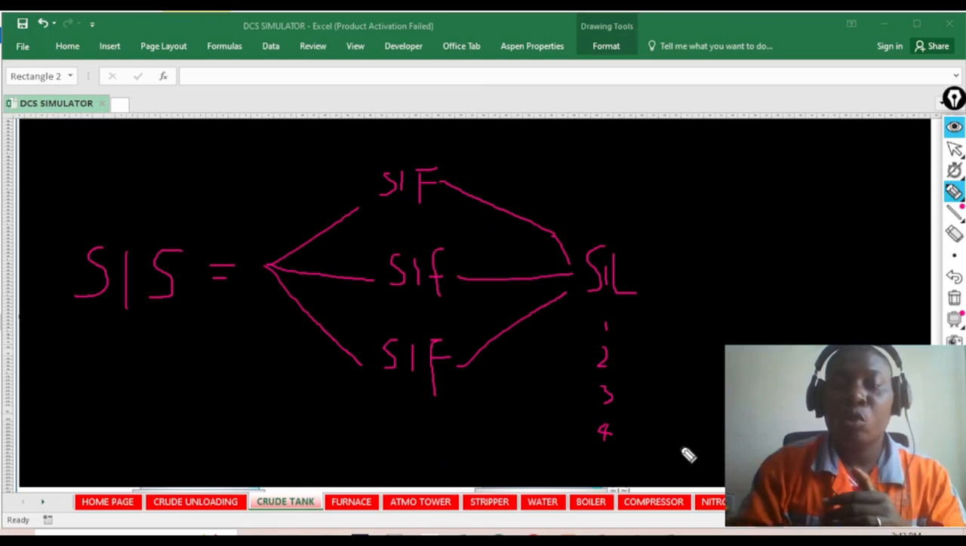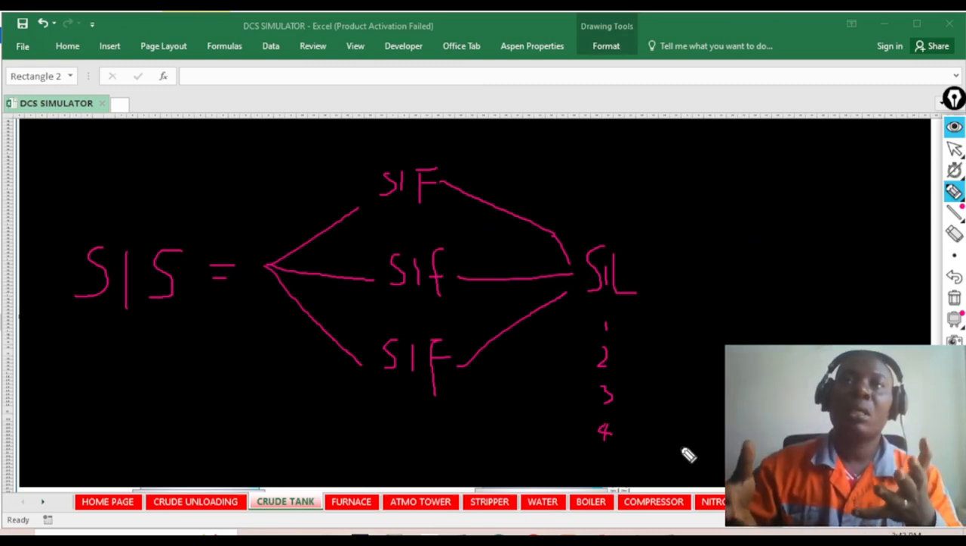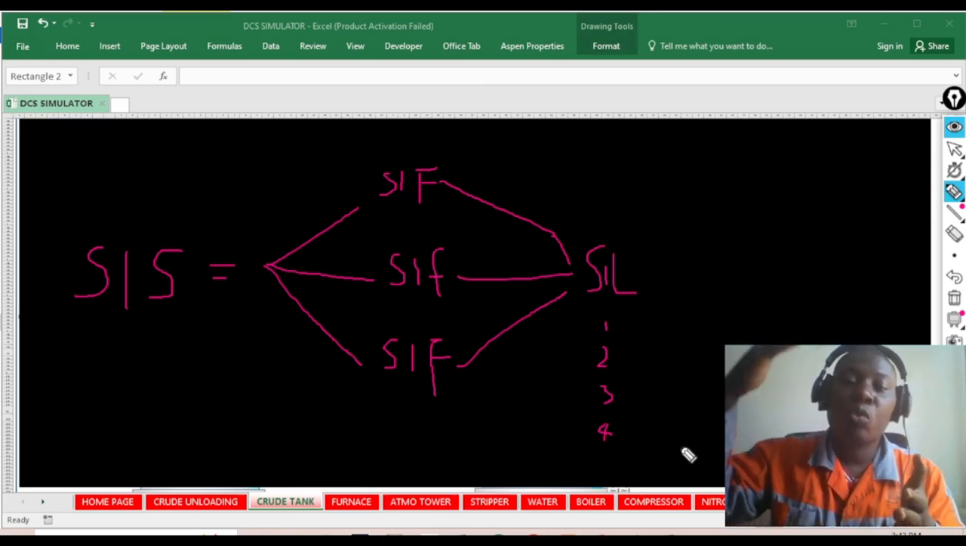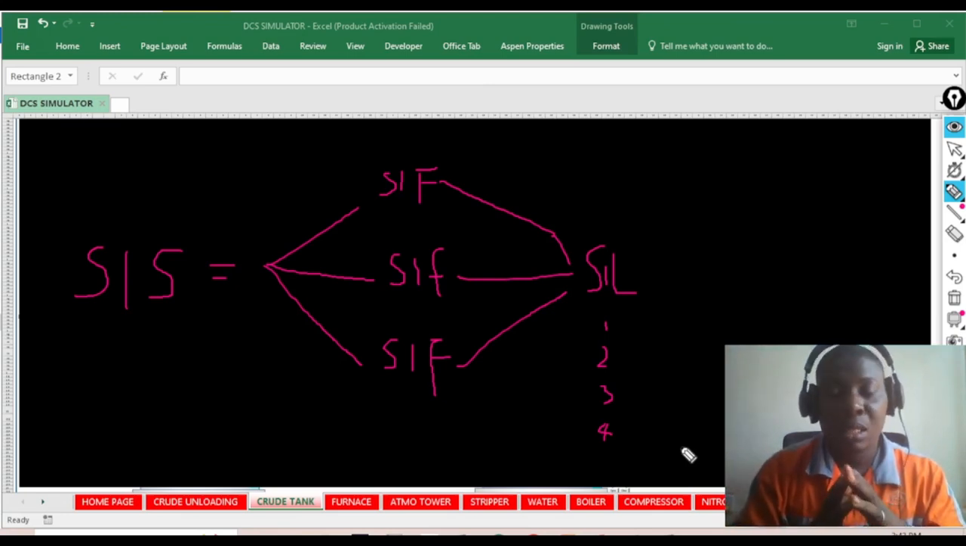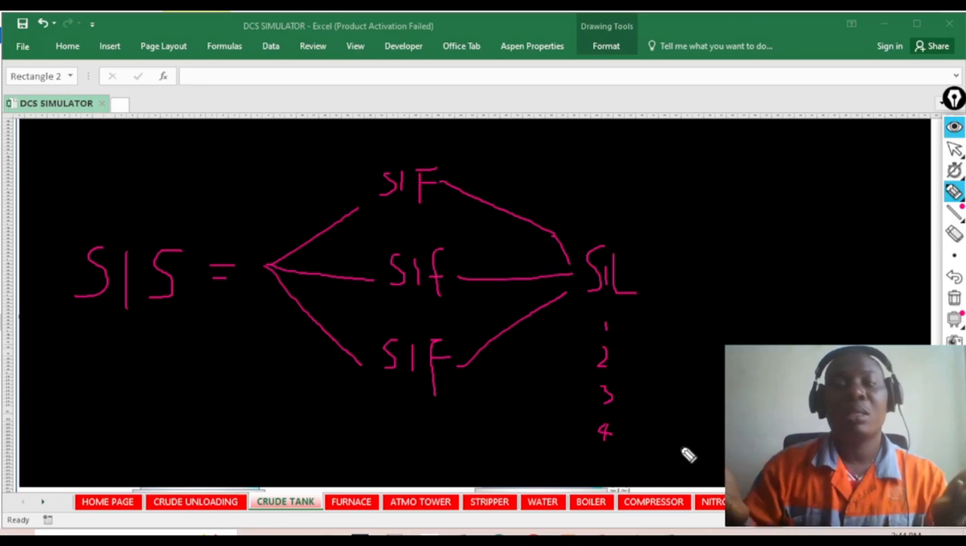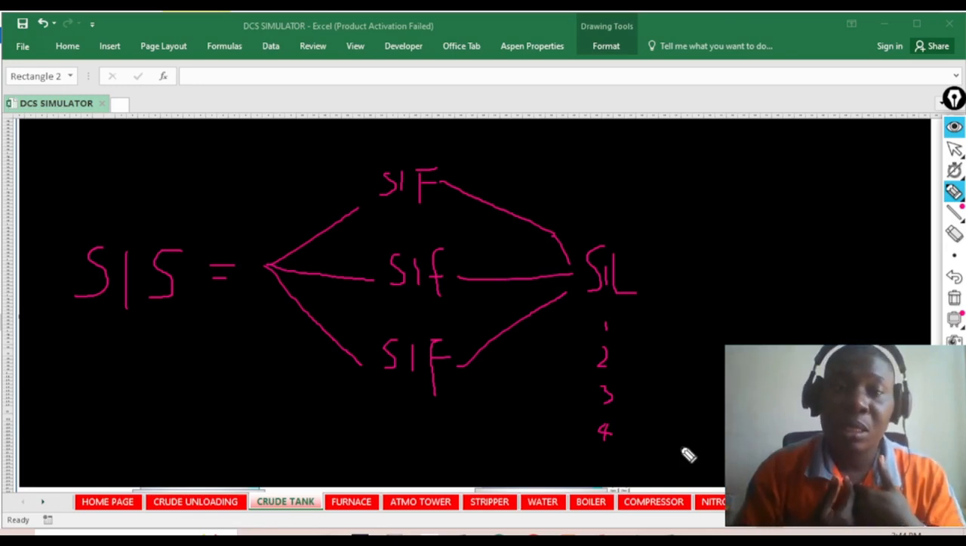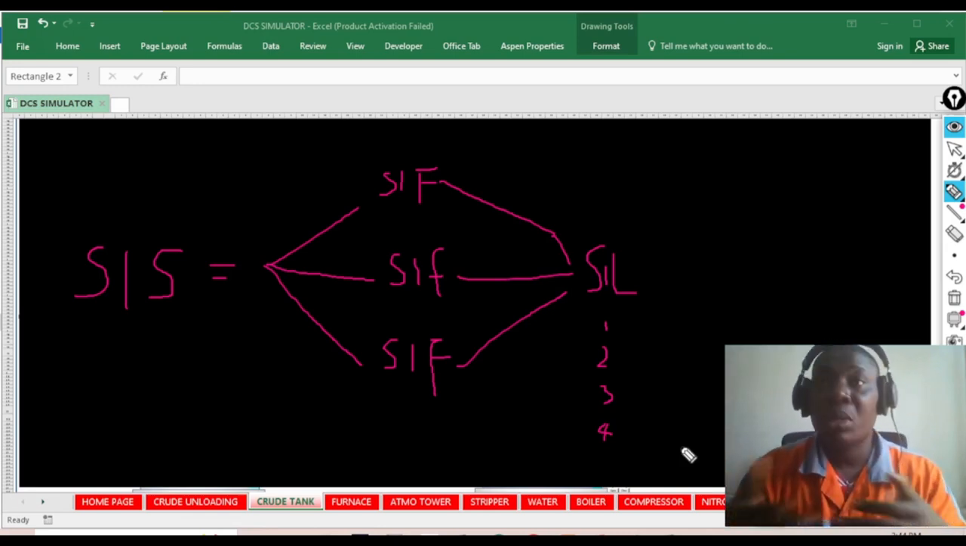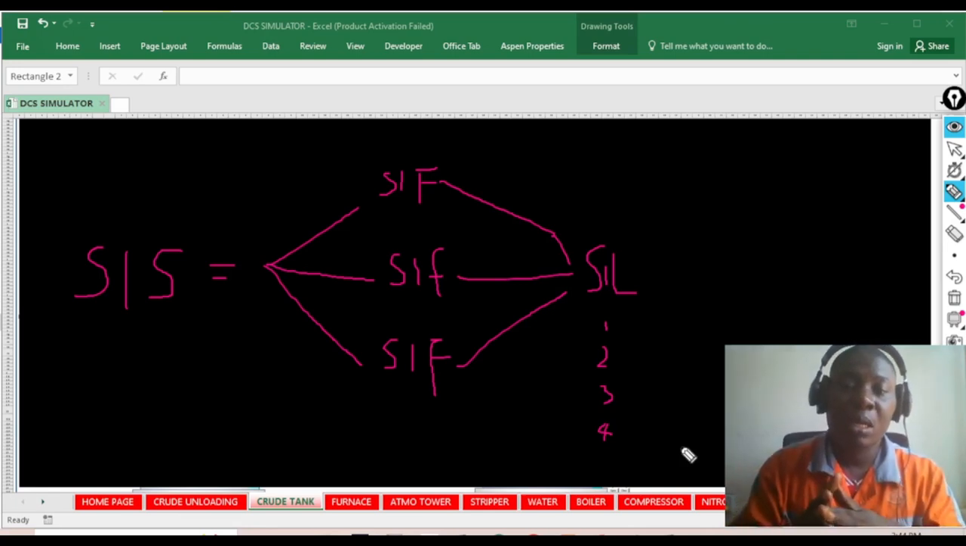Level 2 means it will fail in 100 to 1000 years. So it means we can't even live to see that. 1000 years, who is going to live to see that? The plants will already be decommissioned by then. So that is what we need to see.